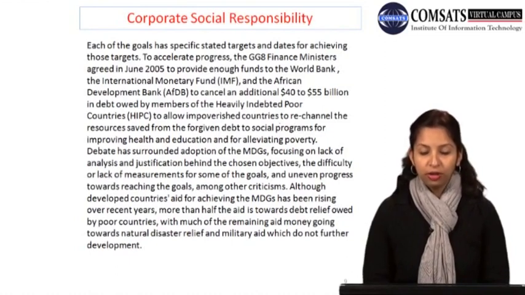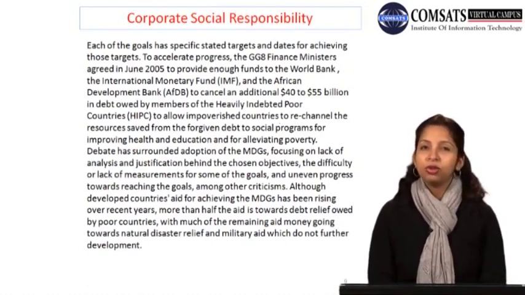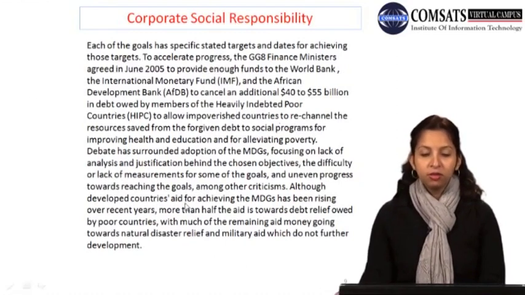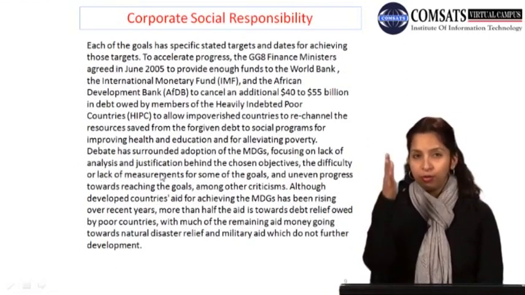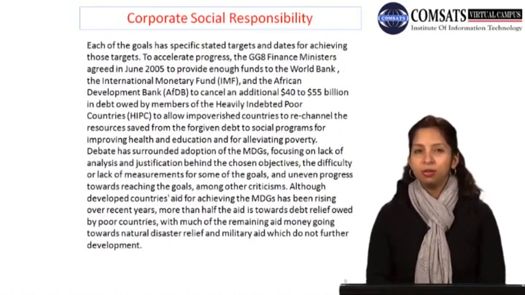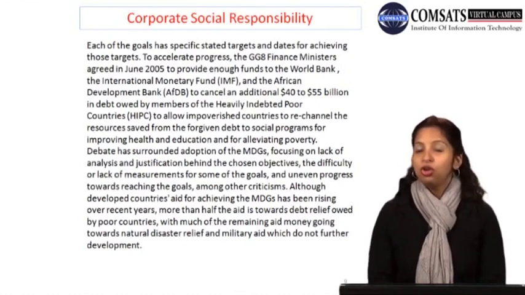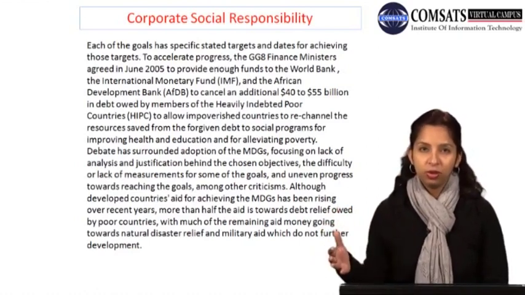Debate has surrounded adoptions of the MDGs, focusing on lack of analysis and justification behind the chosen objectives, the difficulty or lack of measurement for some of the goals, and uneven progress towards reaching the goals, among other criticisms. So just like any other initiative, the MDGs were criticized too, and what was the criticism? Criticism was basically ki while developing these goals, your analysis was not done properly, objectives that were chosen were not the right objectives, it is very difficult to measure some of the goals. Jo goals set kiye hain unki measurement karna ya unka result find karna bahut difficult hai because again of the intangible aspect, you would not know exactly, you cannot exactly measure to see if the goals were achieved or not, if the objectives were achieved or not.